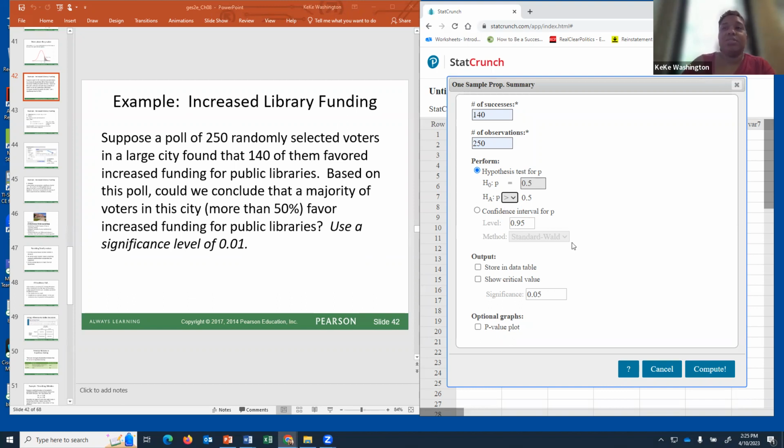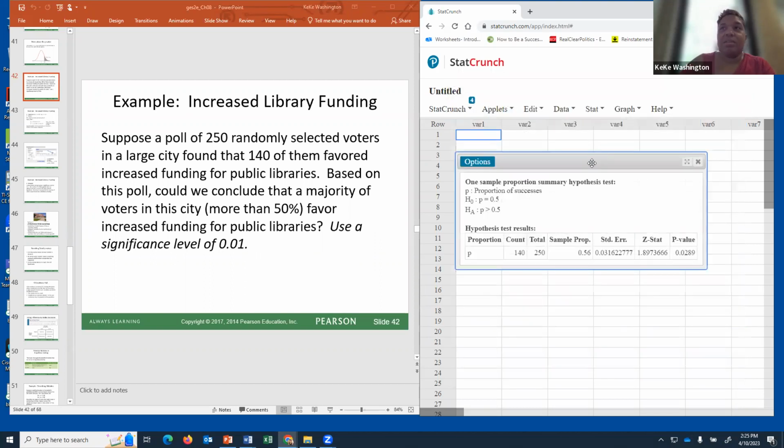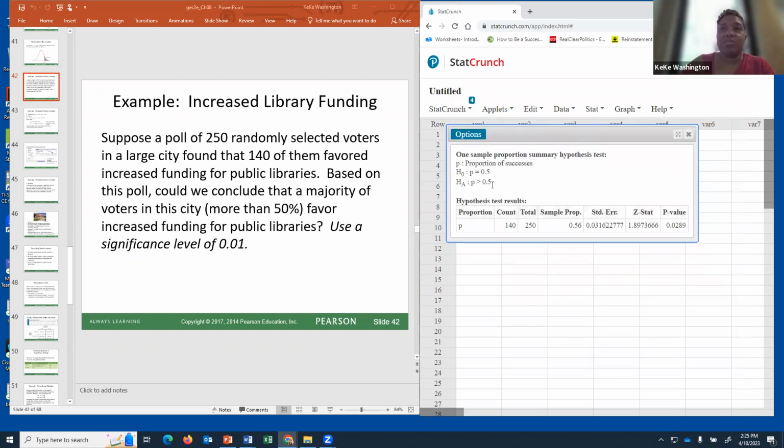Okay. So at this point, you can compute the results that StatCrunch gives you. It reminds you of your null and alternative hypotheses. It gives you your sample proportion, that's your p hat. It calculates your standard error for you, so instead of using the standard error formula, you can get that here. It calculates your test statistic, there's your Z. And then it gives you your p-value.